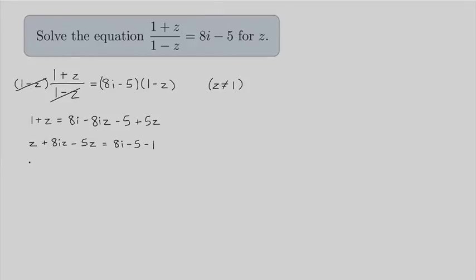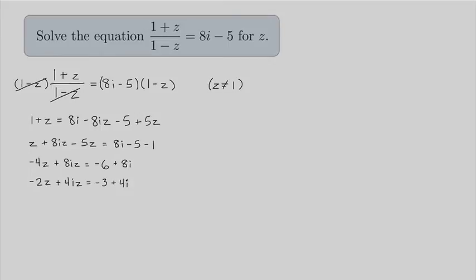Okay, now I can combine like terms here. z minus 5z is negative 4z plus 8iz equals, and negative 5 minus 1, that's negative 6 plus 8i. And it looks like at this point I can divide everything by 2. I mean, I don't have to do it, but I might as well. It makes everything look nicer. So I have negative 2z plus 4iz equals negative 3 plus 4i.